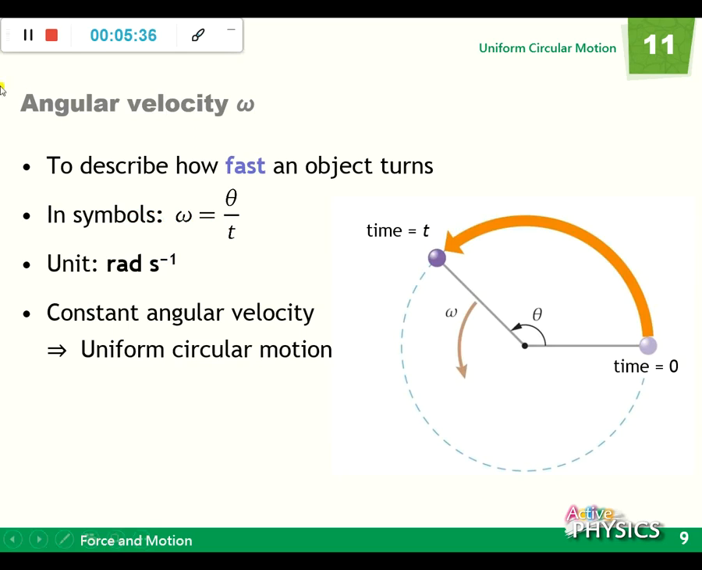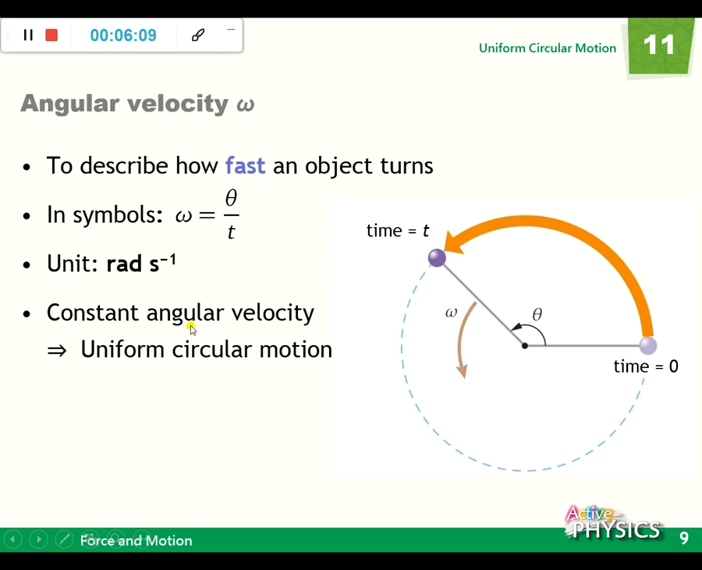And also, if we have displacement, we also have velocity, 角速度. This one we will call omega. Here, to describe how fast an object turns, by definition it should be the displacement over the time. But now we have angular displacement, so angular displacement over time should be the angular velocity. The unit of it should be radian per second.